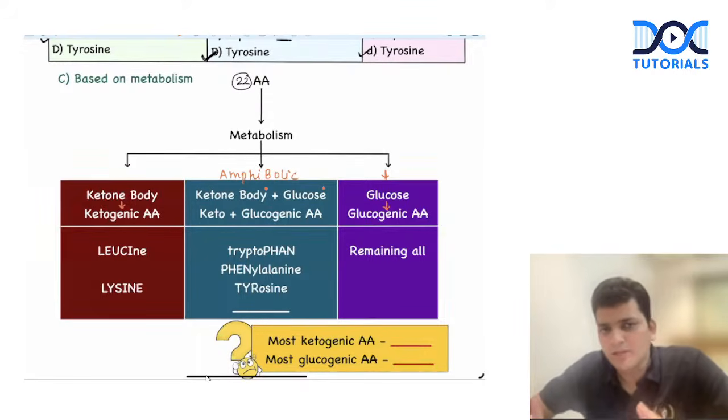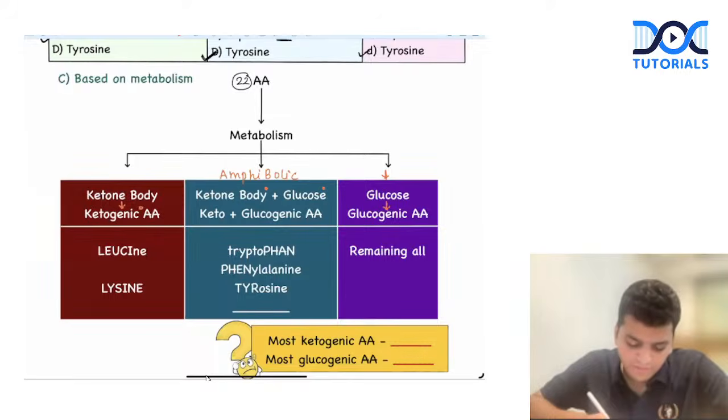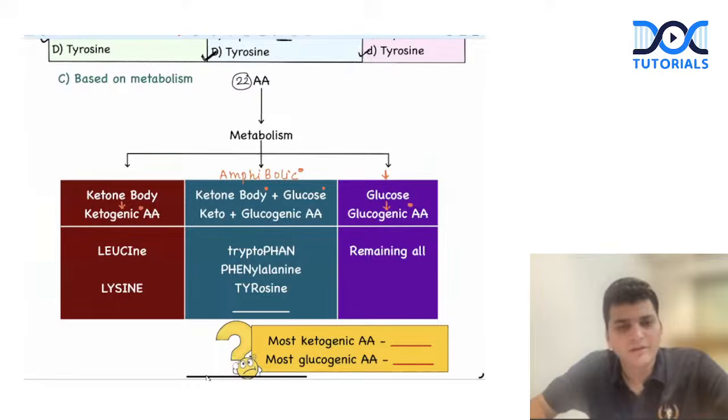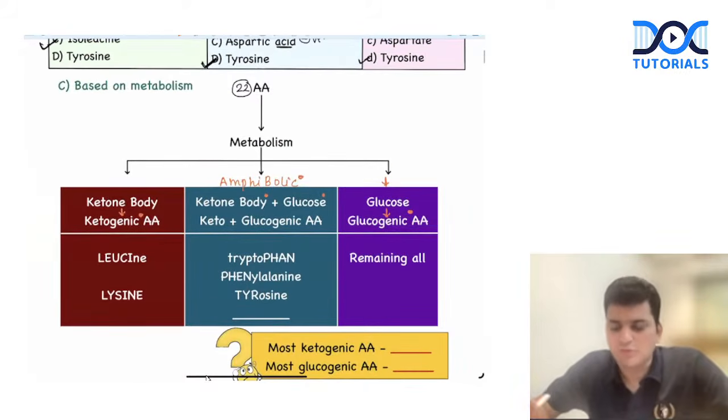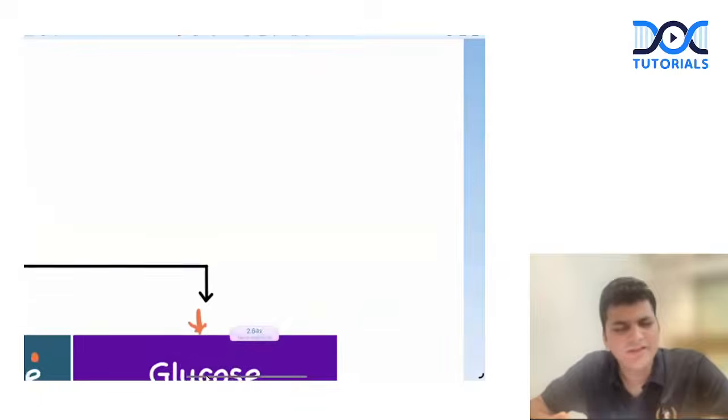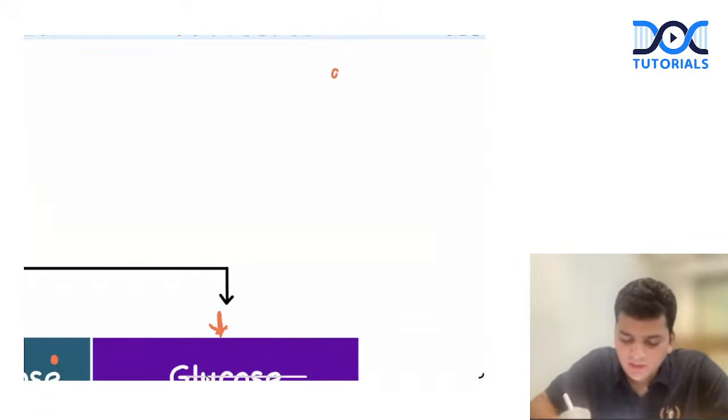So we can say that based on the metabolism, the amino acids are divided into three categories: ketogenic amino acids, glucogenic amino acids, and amphibolic amino acids. What are the ketogenic amino acids? The ketogenic amino acids are going to be leucine and lysine. Now, before I go to that, you answer me one question. No need to write this. I'm writing some options also for you. First, let me write the options and then you will select the answer.